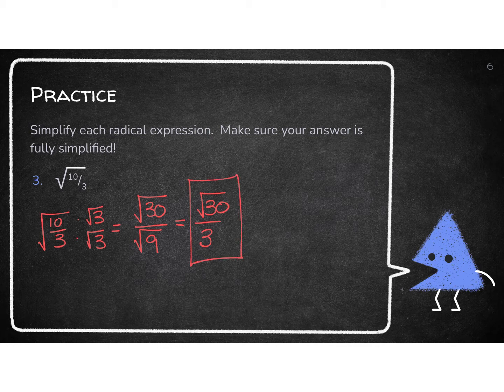Hopefully by now you're kind of seeing a pattern. I'm doing the square root of 3 times the square root of 3, which is going to give me the square root of 9, which is just going to go back to 3.